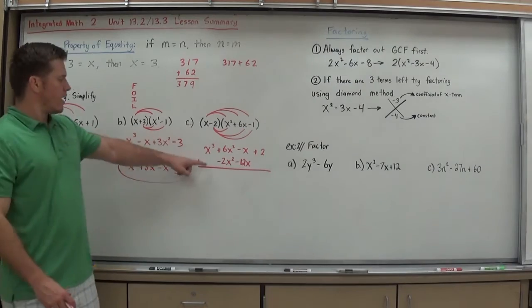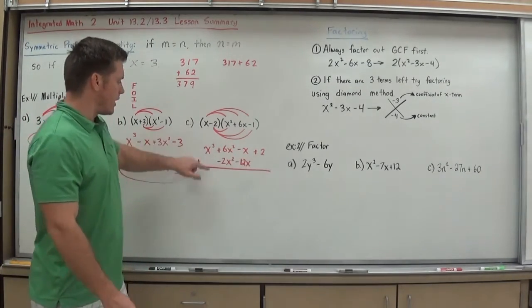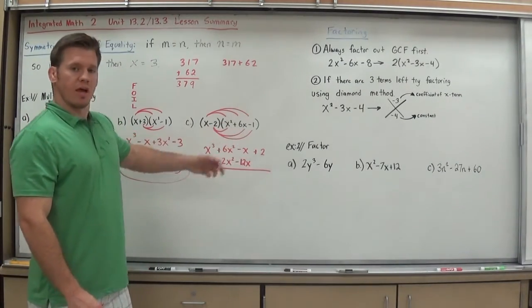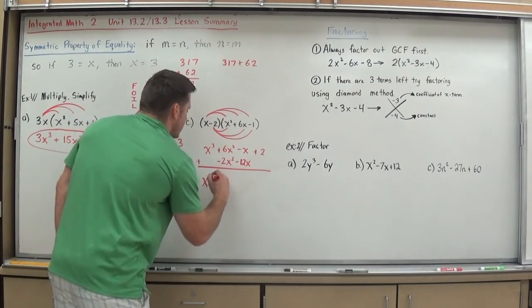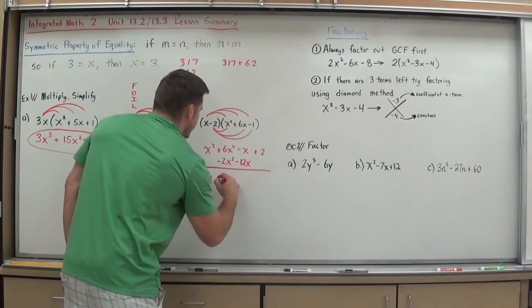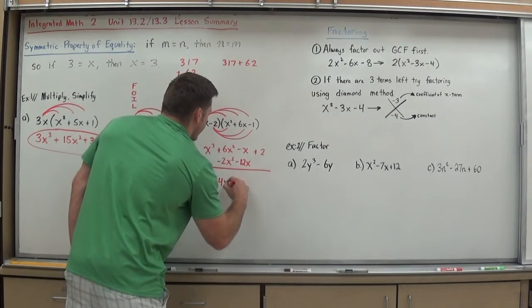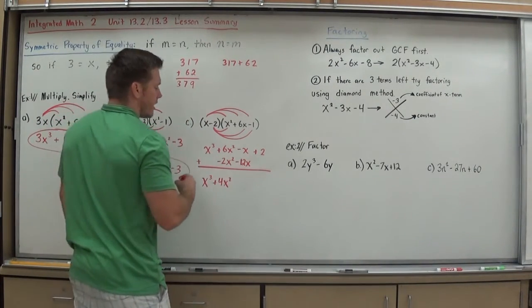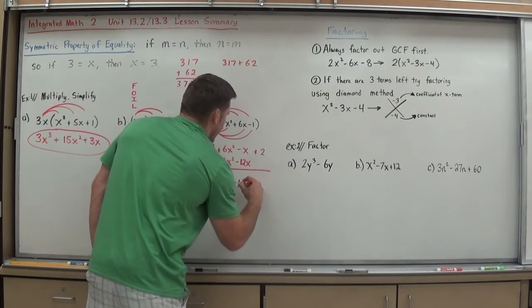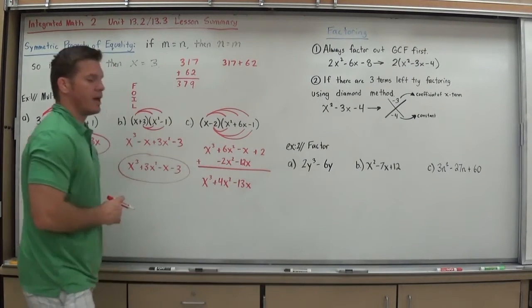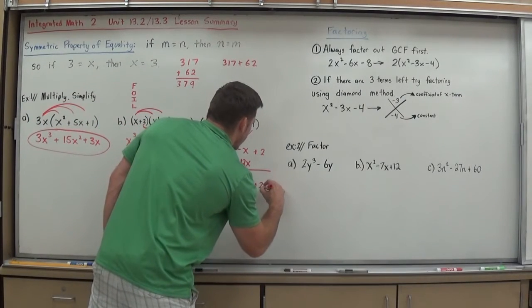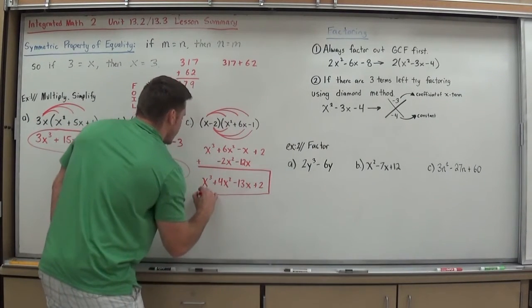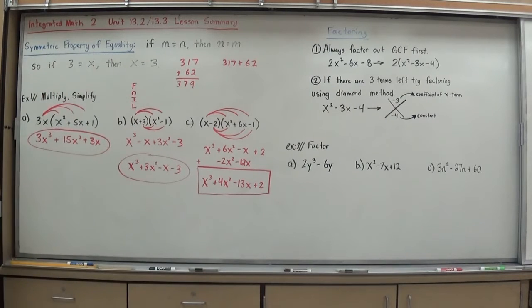Now I don't have one of everything, so the ones that don't just carry down. But now I have my like terms lined up in nice neat columns. X cubed is just x cubed. 6x squared minus 2x squared is a positive 4x squared. Negative 1x and negative 12x is negative 13x, and I carry down the plus 2. And the nice way about that method is it keeps everything in standard form for you. It makes it really easy to find your like terms.